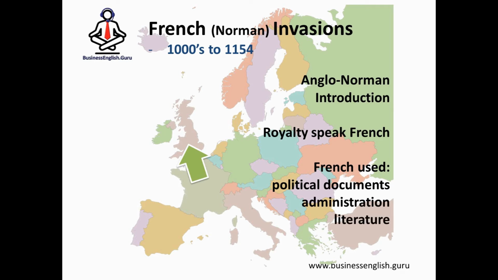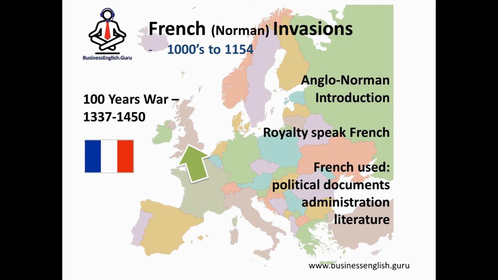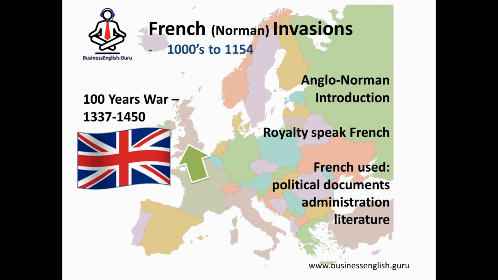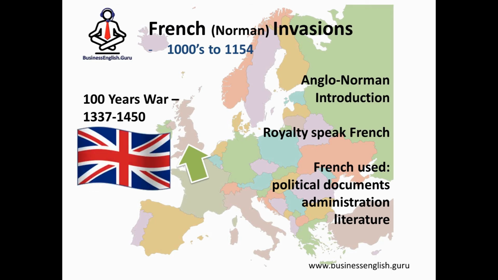Latin was still the language of the church and of scholars, but most of the general population spoke a form of English. A 100 Years' War was fought between France and Britain from 1337 to 1450. Many people regarded French as the language of the enemy, and they stopped using it. And this is when the status of the English language started to rise.